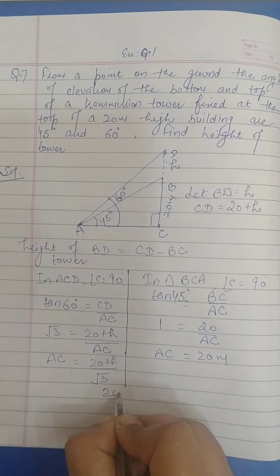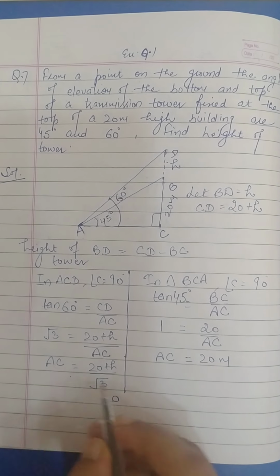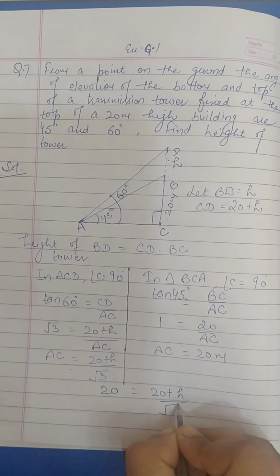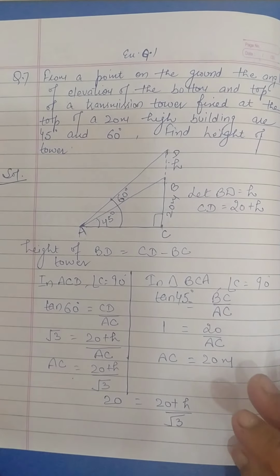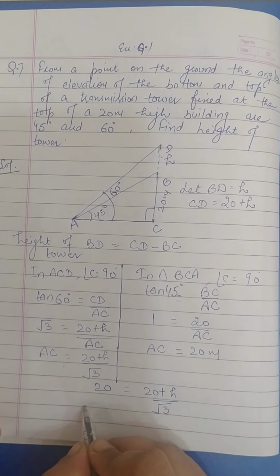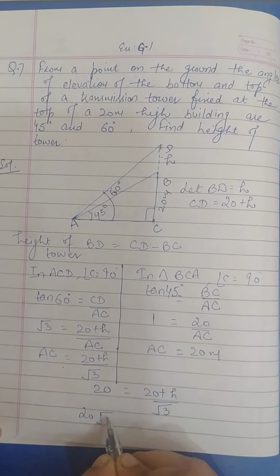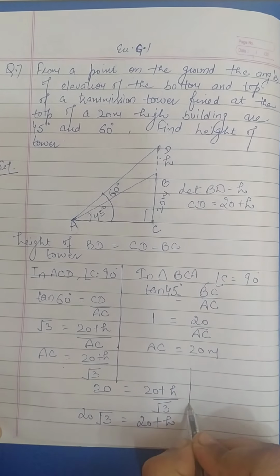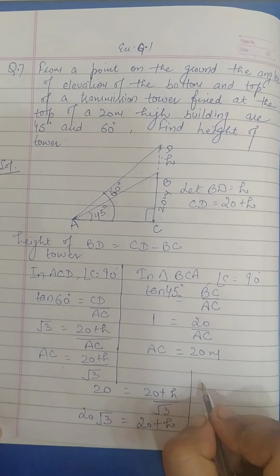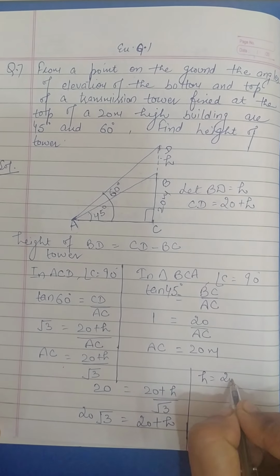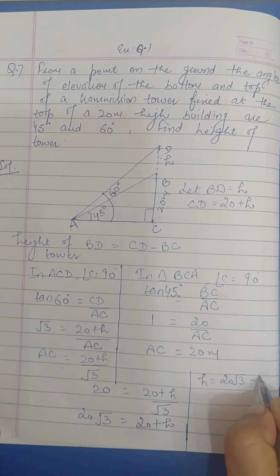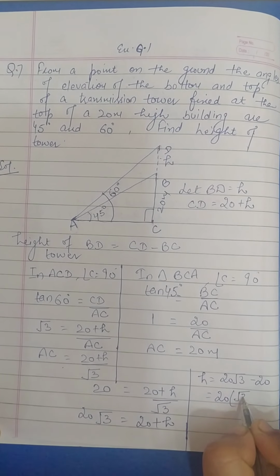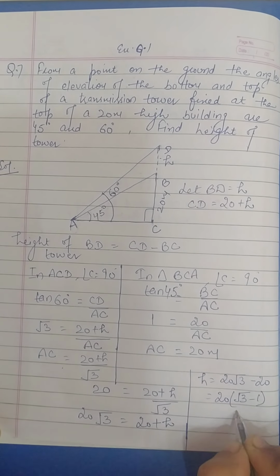It means we can write the value of AC, 20, is equal to 20 plus h upon root 3. Now do the calculation by cross multiplication. 20 root 3 is equal to 20 plus h. Now how can we find h? 20 root 3 minus 20. Take 20 common. What is left in the bracket? That is root 3 minus 1 meter.